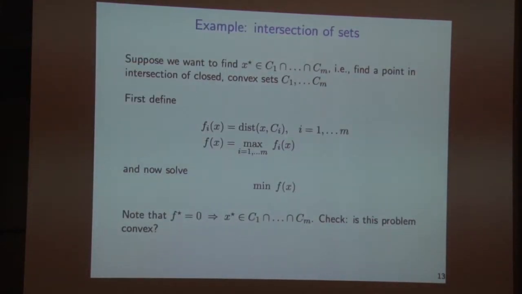So I'm going to go through an example where we know the optimal criterion value, and we're going to plug in the Polyak step sizes, and you're going to see something kind of interesting coming out. The problem setup is as follows. Suppose we have m convex sets, C1 through Cm, and they're closed and convex. And we want to find a point in the intersection of these sets.